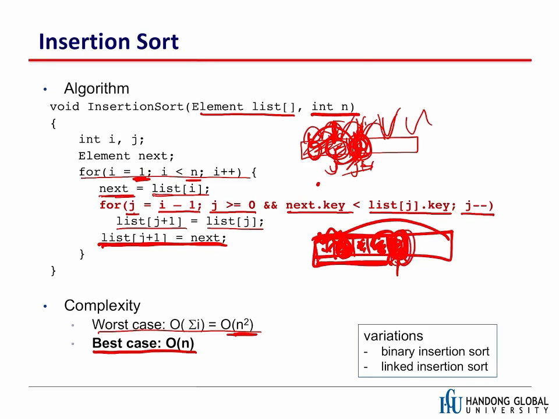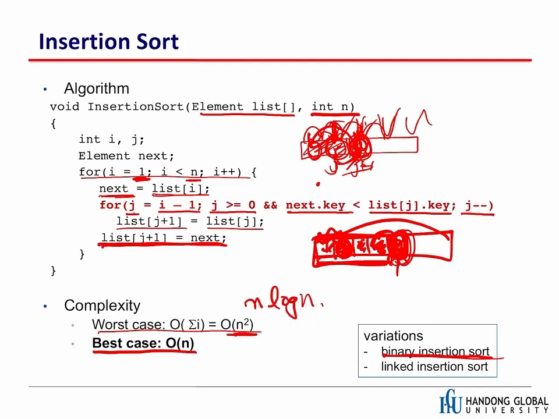So if we understand this problem as insertion, then we can use binary insertion. We can use binary search to find out the perfect locations. So that's binary insertion sort. To find out the perfect place, if we use a binary search, then we need log n, right? So instead of n squared, it could be n log n if we use binary insertion sort.